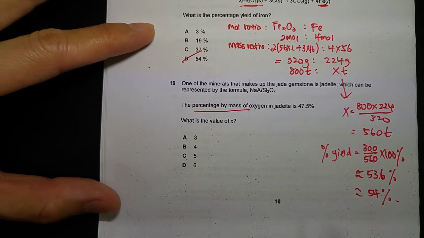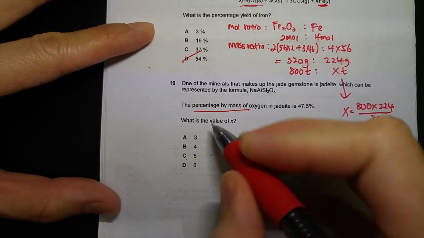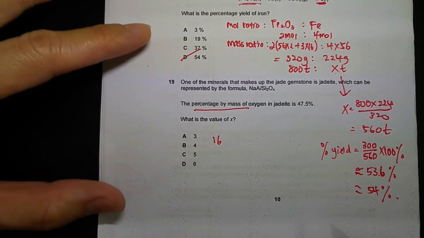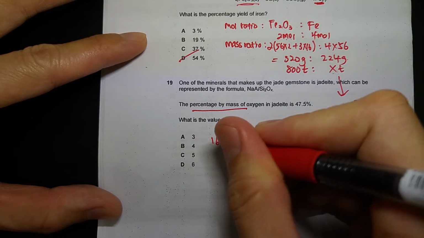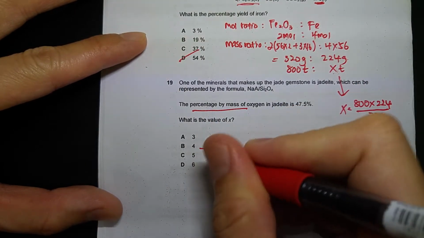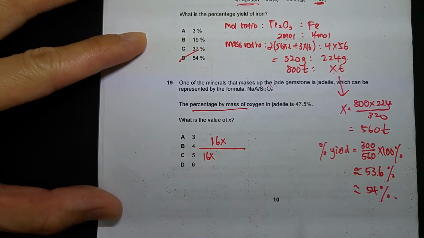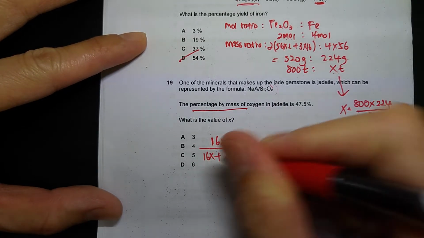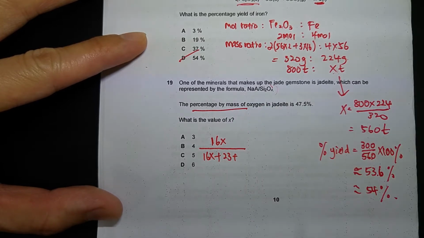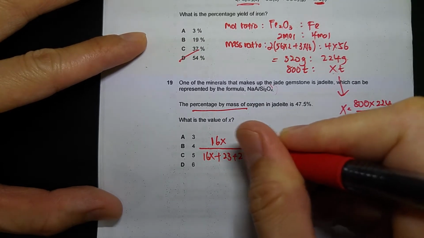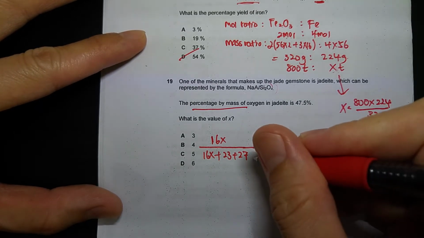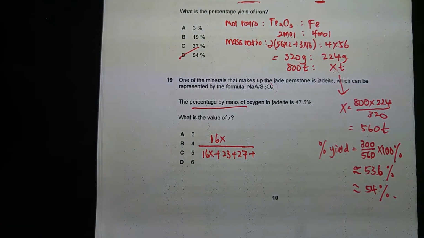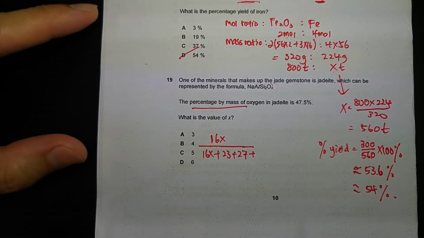How do you calculate that? Okay, basically how you calculate that is the Ar of oxygen, which is 16, times the number of oxygen atoms, so that means 16x, divided by the Mr of the entire thing, which is 16x plus Na is 23, Al is 27, okay? So these are basically the Ar. And then plus Si is how much? Silicon. Silicon is 28.